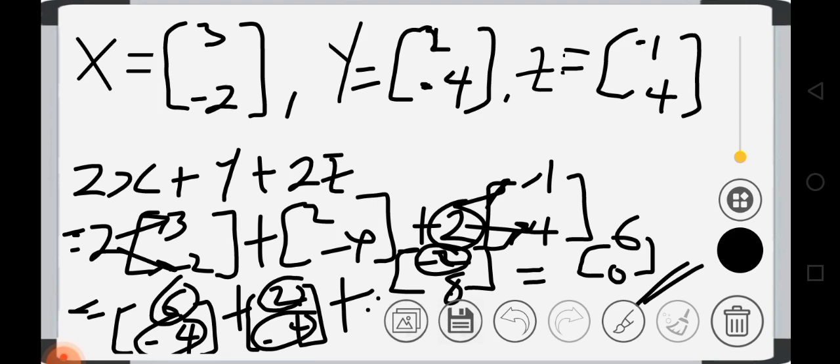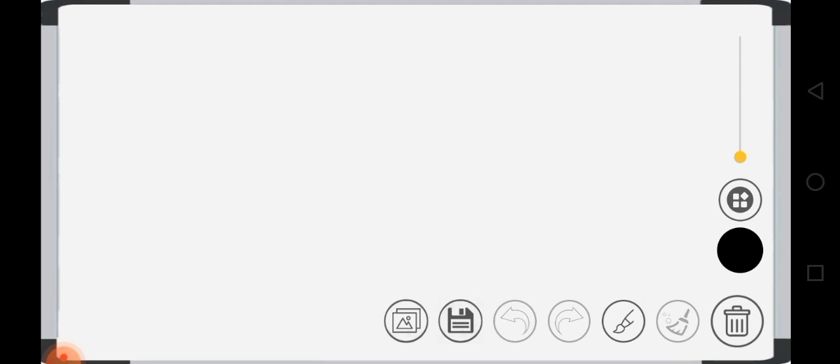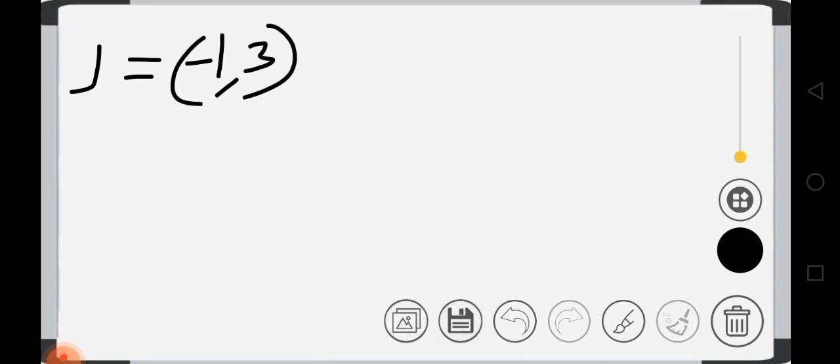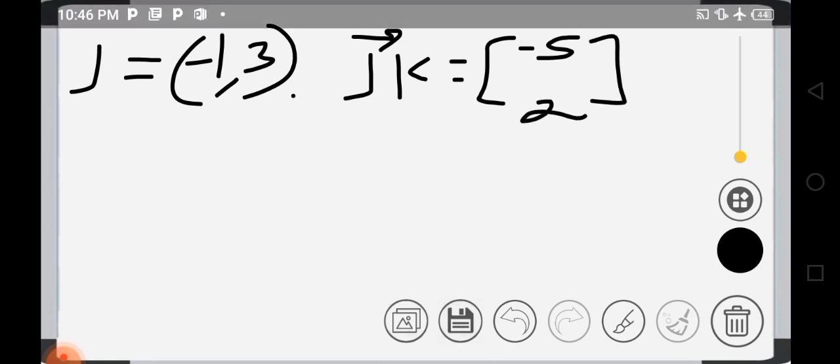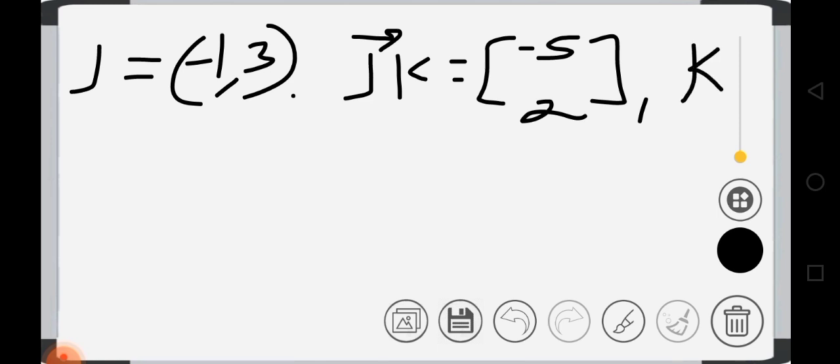So let's take this question now. If j is equal to minus 1 comma 3, full stop, and vector jk is equal to minus 5 comma 2, then find k. What is the meaning of k?